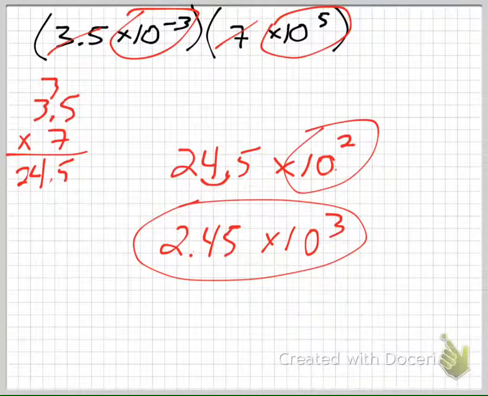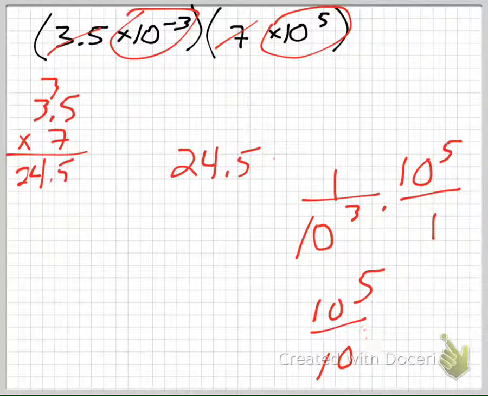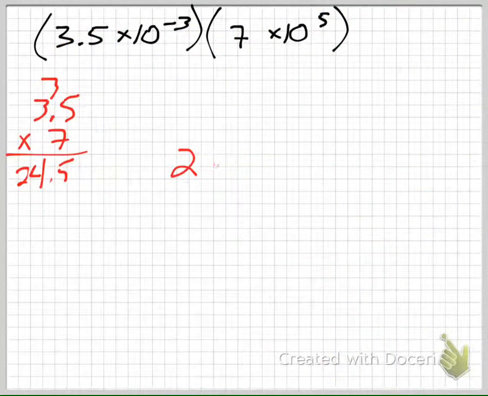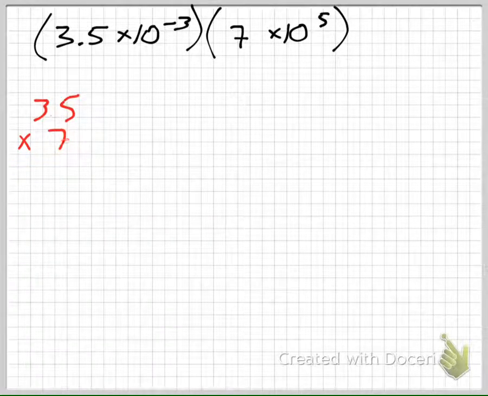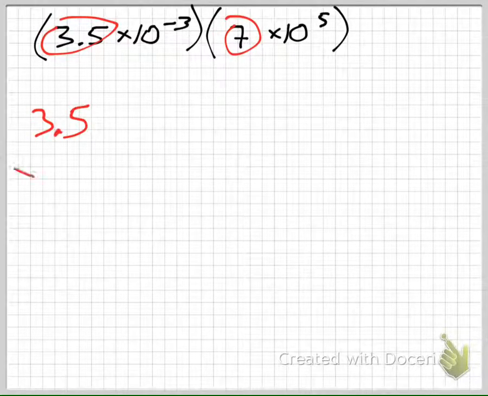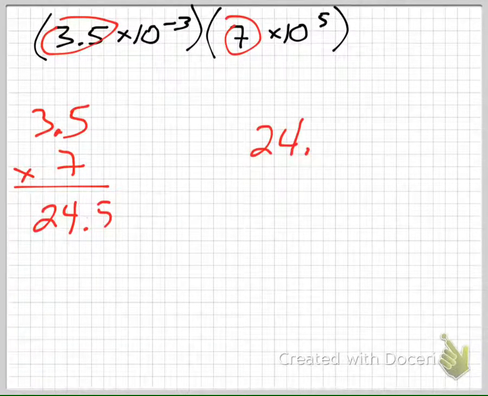We're going to do that exact same question now the short way. Nothing changes here. 3.5 times 7, we still do that. 3.5 times 7 is still 24.5. We can't get away from that. That one has to be done.